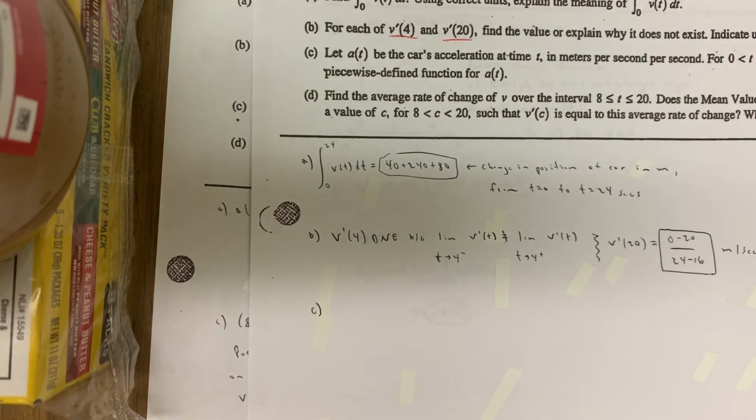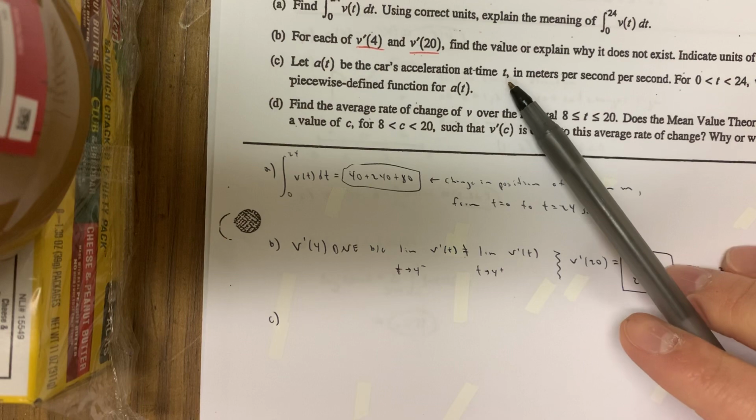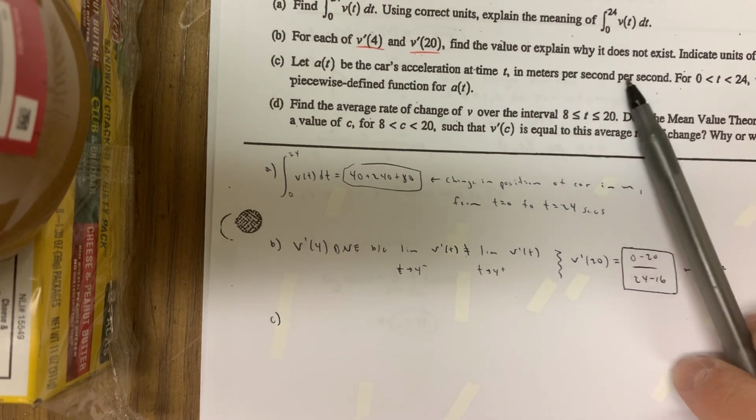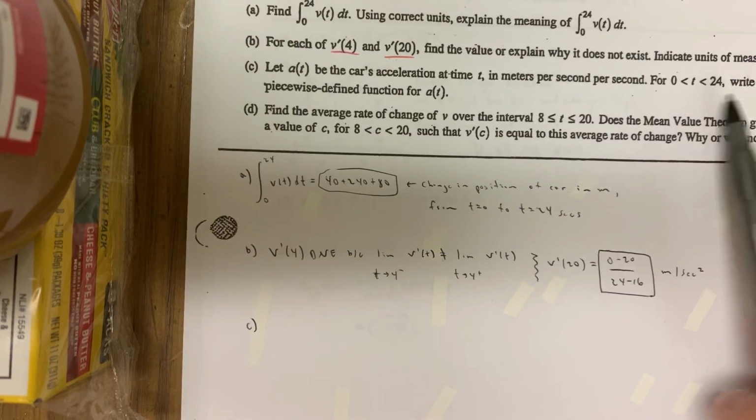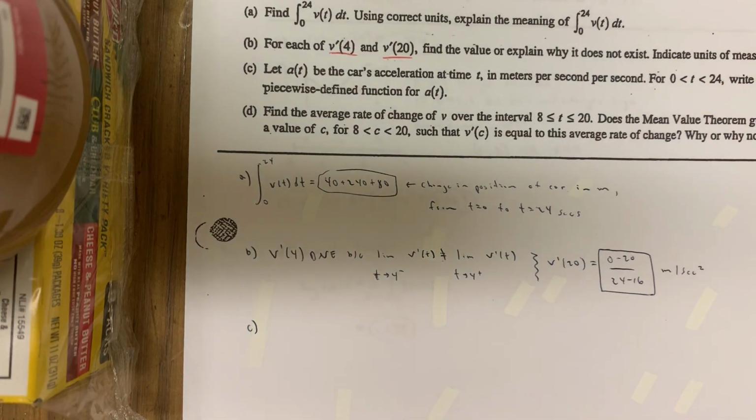Everybody freaks out about part C. It's really easy. Let A of t be the car's acceleration at time t in meters per second. That's meters per second squared. From 0 to 24, they want you to write a piecewise defined function for A of t. And people are like, oh, a piecewise defined function? I can't do that. Yes, you can. Search your feelings. You know it to be true.